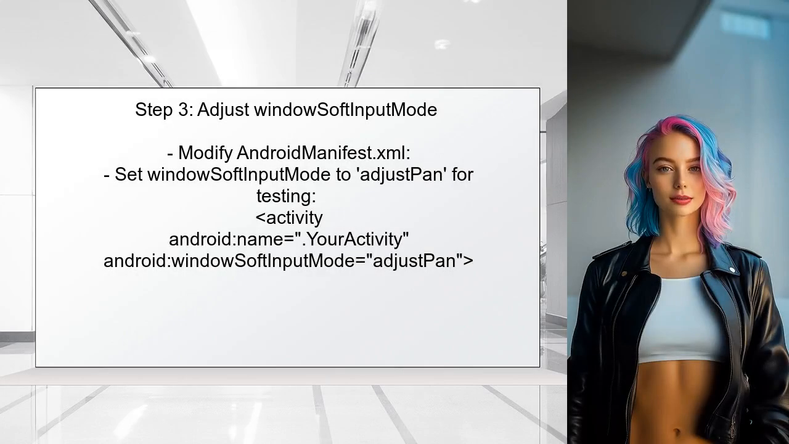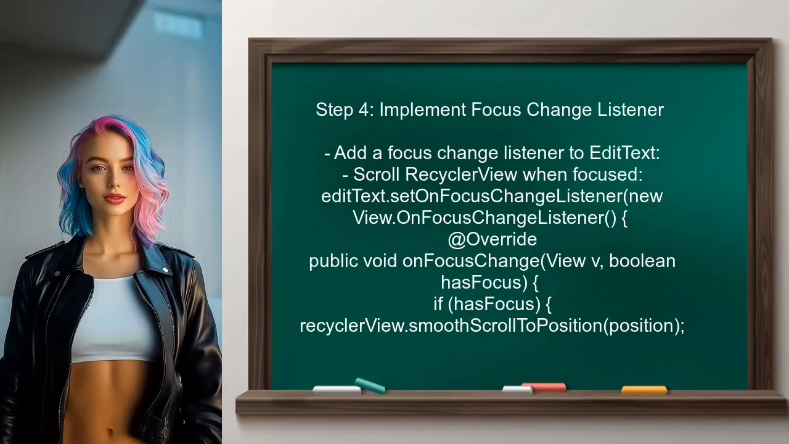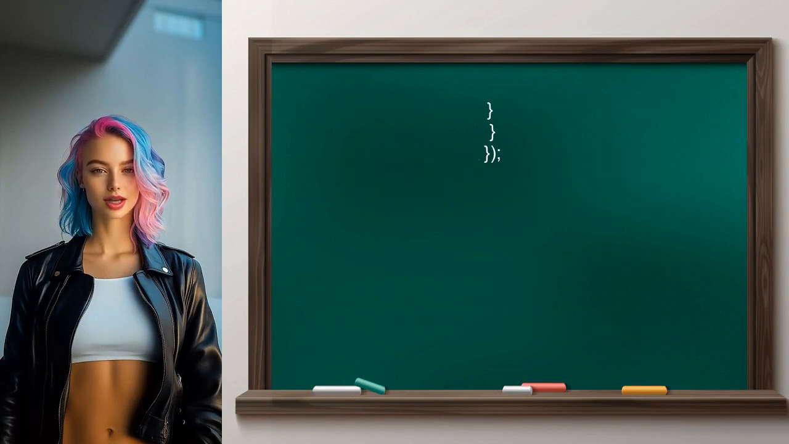Additionally, the user can adjust the windowSoftInputMode in the Android manifest.xml file. Setting it to adjustPan temporarily can help manage the focus behavior while testing. Finally, the user should consider implementing a listener for the EditText focus change. This listener can be used to scroll the RecyclerView to ensure the EditText remains visible when focused.